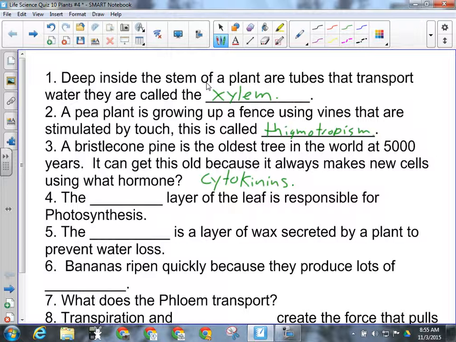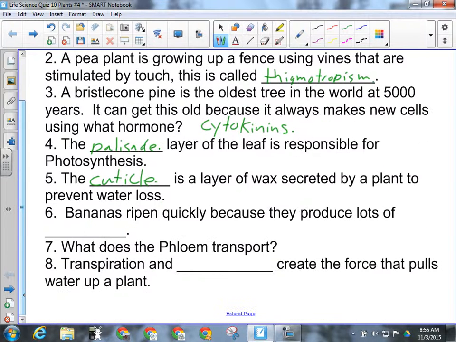Number 4, the blank layer of the leaf is responsible for photosynthesis. Palisade. Okay, and what's the layer of wax secreted by a plant to prevent water loss? Cuticle. Okay, bananas ripen quickly because they make ethylene.